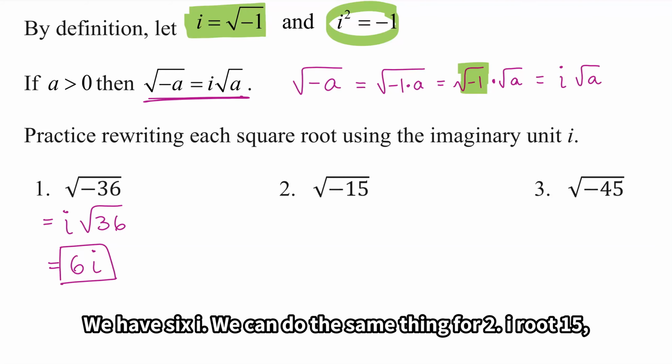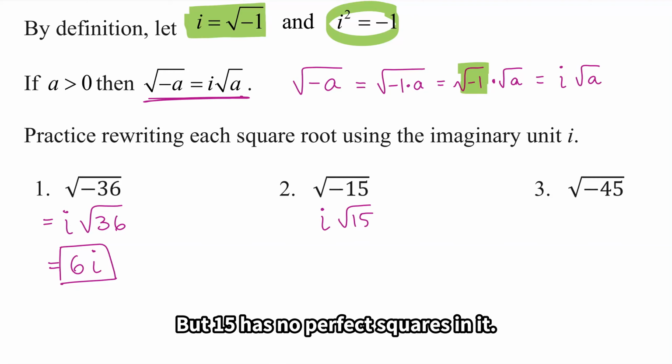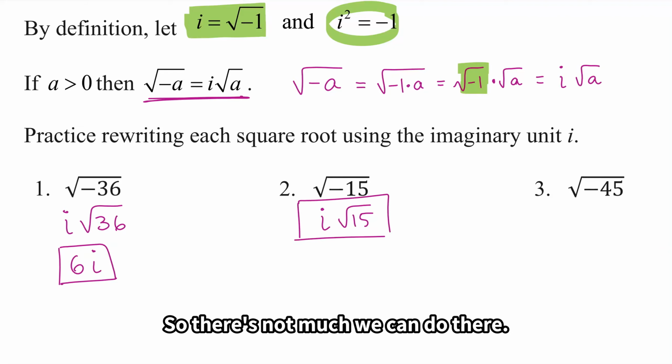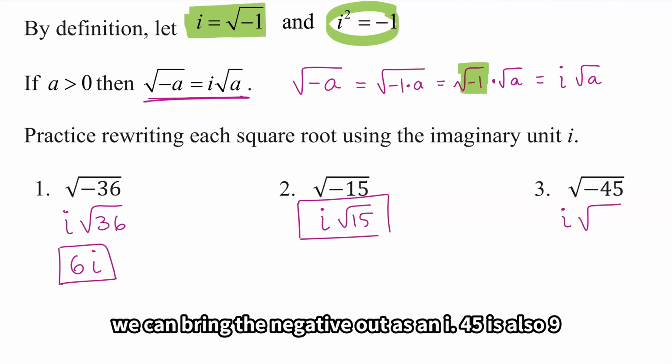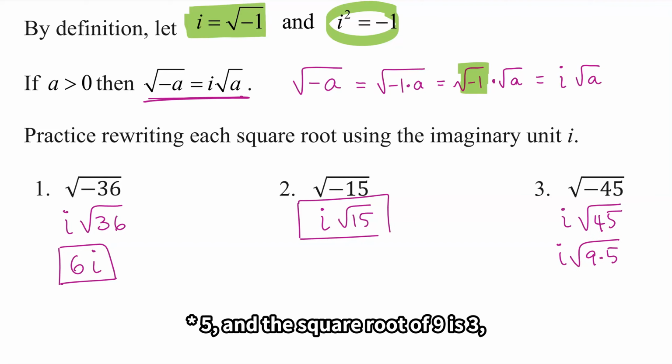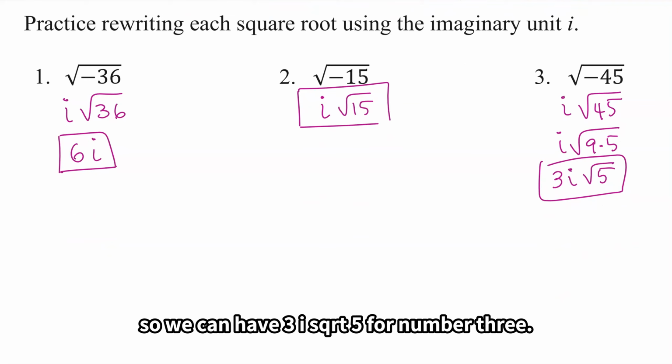We can do the same thing for 2: i root 15, but 15 has no perfect squares in it, so there's not much we can do there. For number 3, square root of negative 45, we can bring the negative out as an i. 45 is also 9 times 5, and the square root of 9 is 3. So we can have 3i square root 5 for number 3.